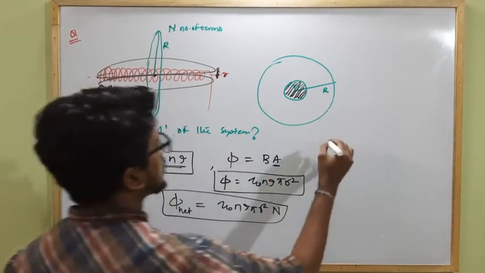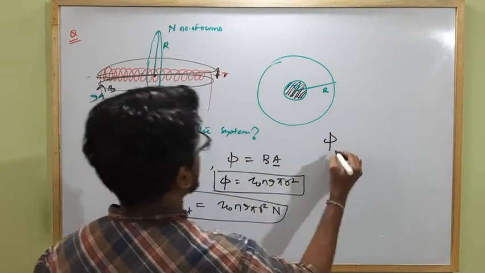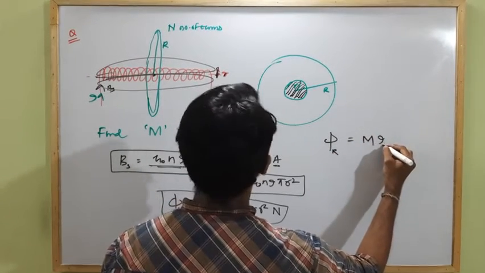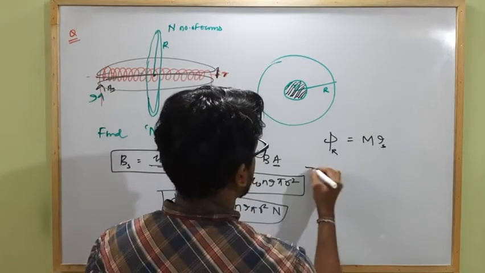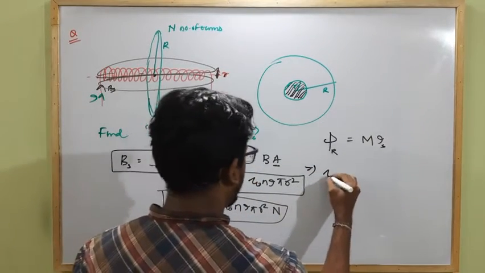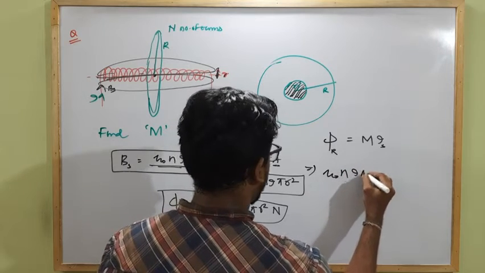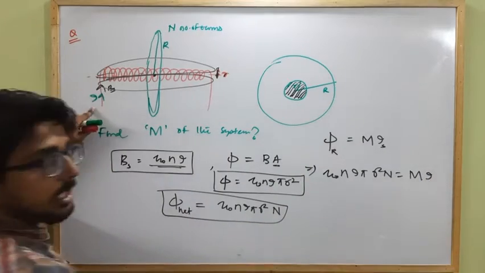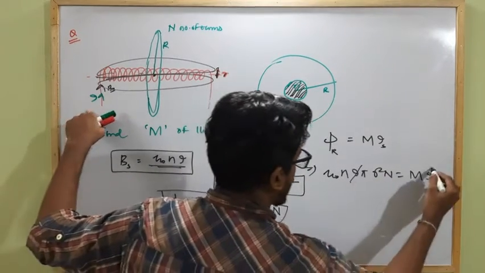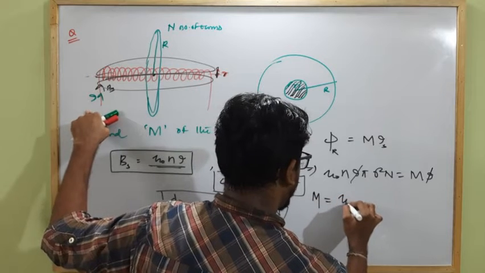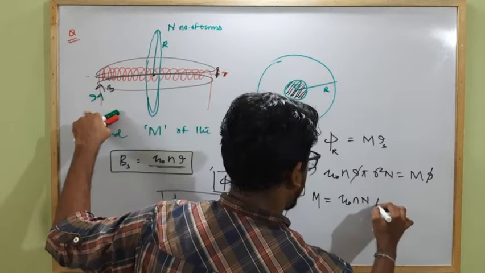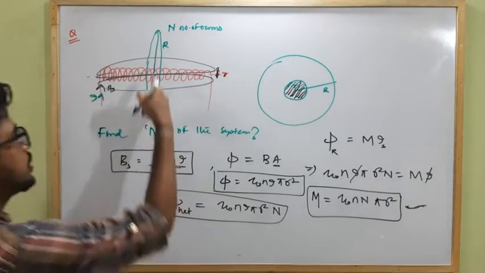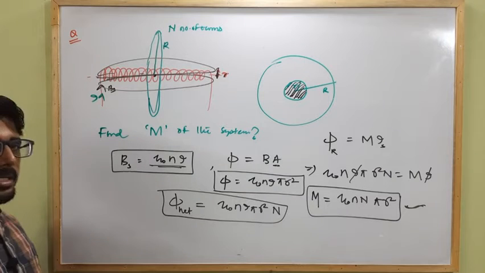So from self inductance we will get the flux linked with the larger ring will be equal to mutual inductance into current flowing through the solenoid Is. So this implies we can write mu naught N I pi r square into N equal to M into I. I is the current flowing through the solenoid. So I will get cancelled. So the mutual inductance of the system will be mu naught N into capital N pi r square. This will be the expression for the mutual inductance of the system. Okay, clear?